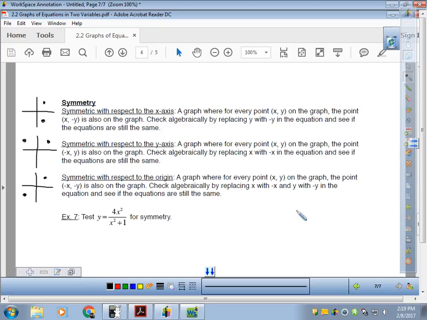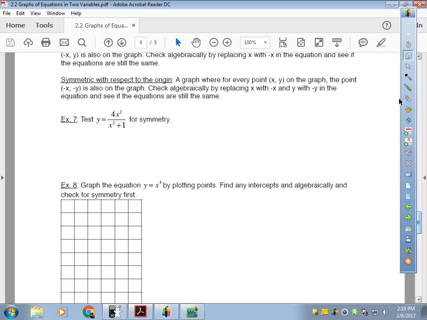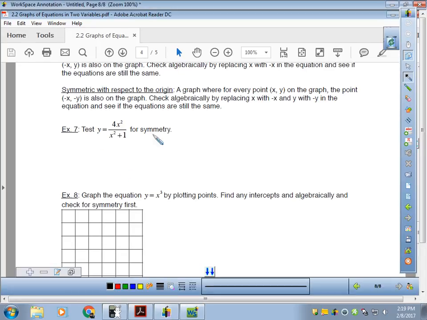So if we're ever asked to check for symmetry, I usually try to check x-axis first, then I check y-axis, and then I check origin. I'm just going to go through it step by step. So let's look at some examples here. Start with example 7. Example 7 asks us to test y equals 4x squared over x squared plus 1 for symmetry.